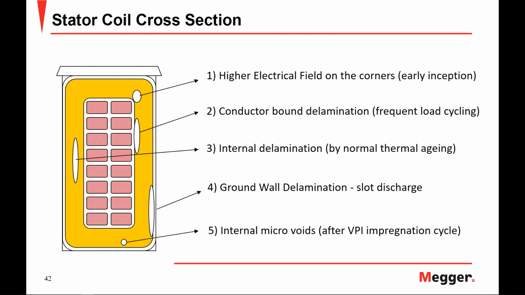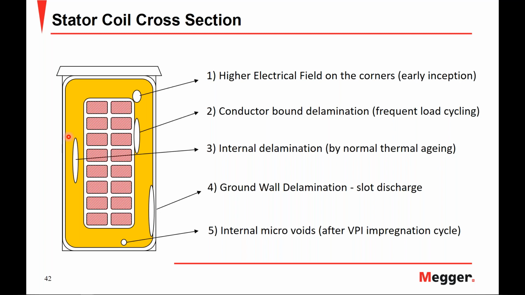Taking a look at a couple of examples of possible discharge sites that produce their own unique partial discharge patterns. In terms of case 1, you have a spherical microvoid at the corner of the conductor where the gradient is at its highest. This can lead to partial discharge activity that has a very low inception voltage. Looking at case 2, we have a conductor-bound delamination that's typical of setups with frequent load cycling.